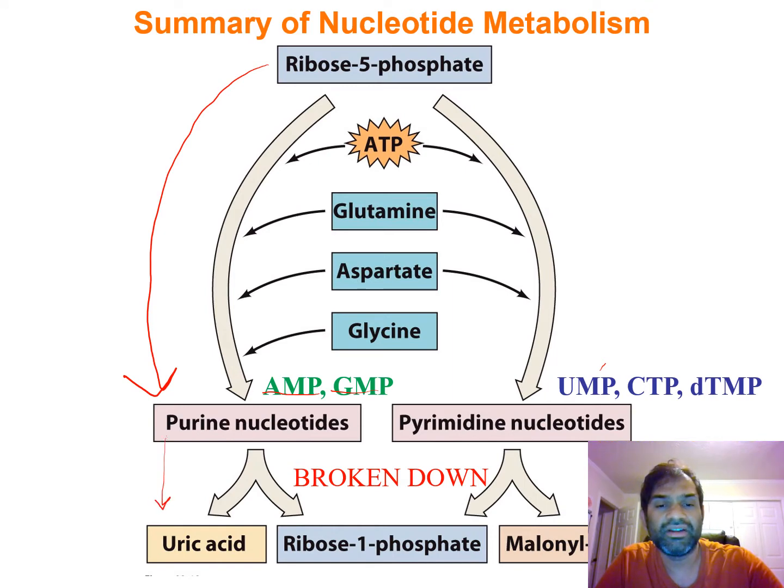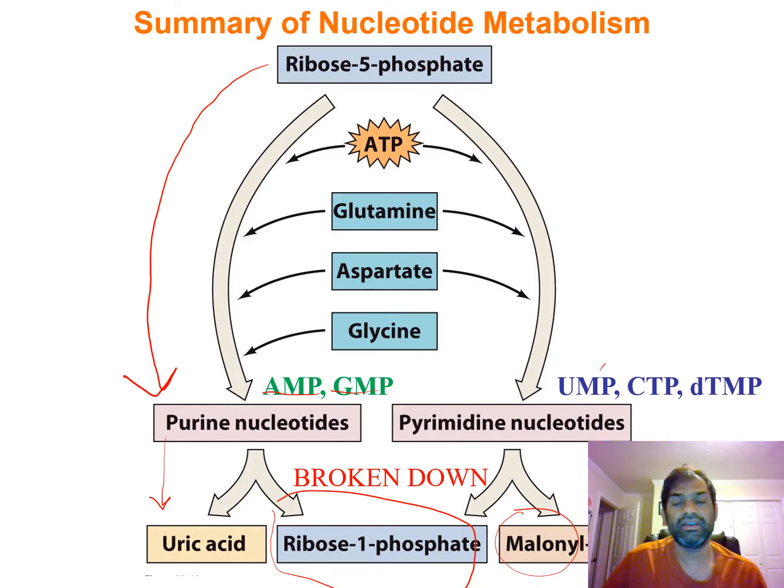Purines are going to get broken down to uric acid. The ribose 5-phosphate actually can get recycled back into the cell. The pyrimidines get broken down to malonyl-CoA. Usually that malonyl-CoA gets converted to succinyl-CoA. We saw succinyl-CoA before in the TCA cycle.